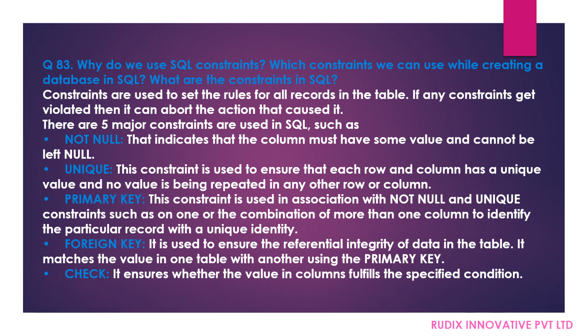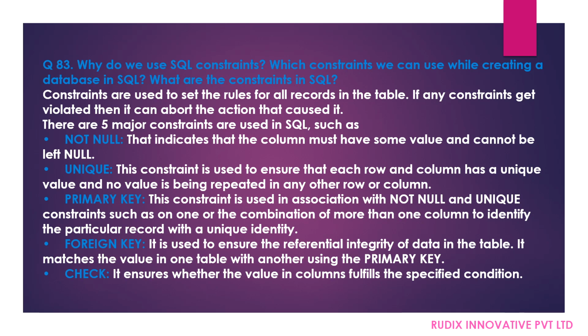Foreign key. It ensures referential integrity between two tables. It defines a relationship between a column in one table and a column in another table. It ensures that a value in the foreign key column of the child table must exist in the primary key column of the parent table. It is used to ensure the referential integrity of data in the tables. It matches the value in one table with another using the primary key.